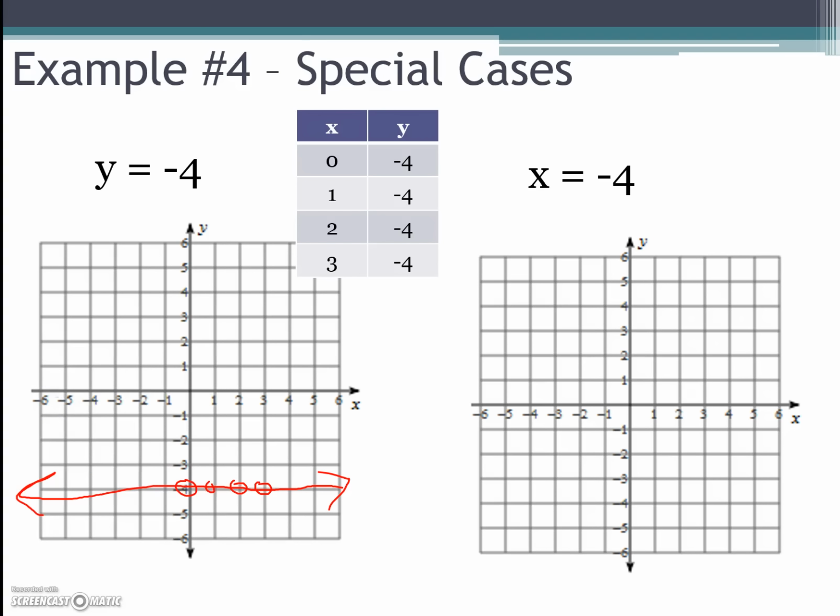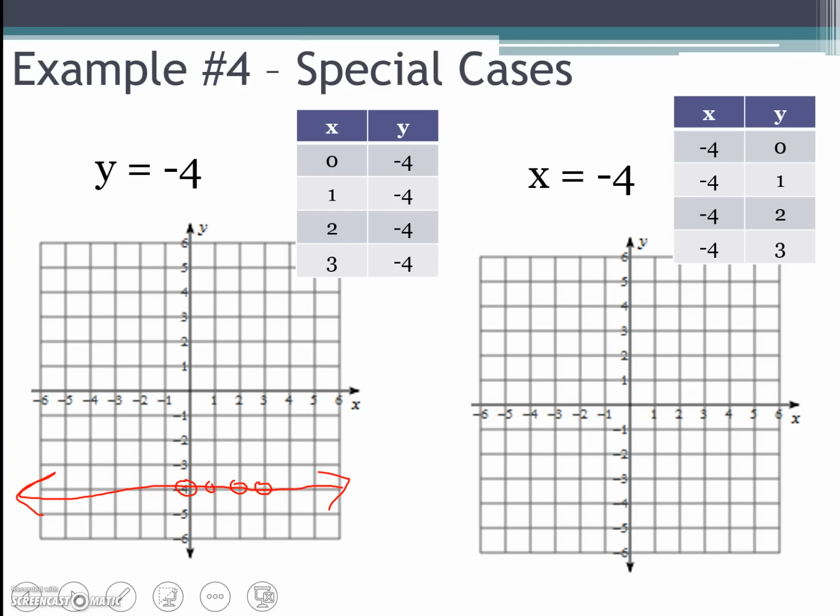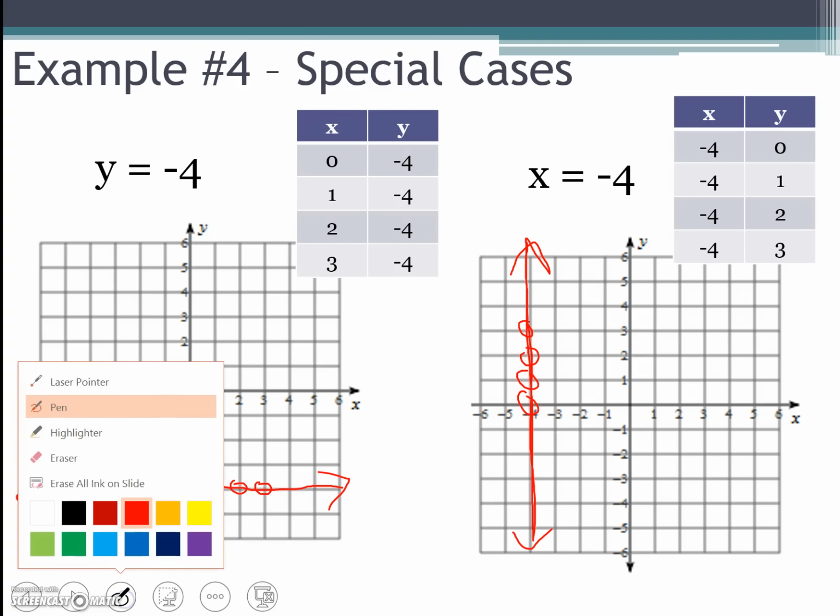Same thing happens with x equals negative 4. In this one here, what's different now is that every single x value will always be negative 4. So now when I graph those points, if I graph negative 4, 0, negative 4, 1, negative 4, 2, negative 4, 3, you can see that this one is going to draw an up and down line, or a vertical line, through x is equal to negative 4. So this is a little bit different in the sense that we're not going to have any kind of slanted line. Y equals negative 4 is horizontal, and x equals negative 4 is a vertical line.